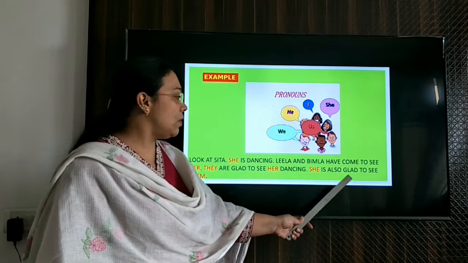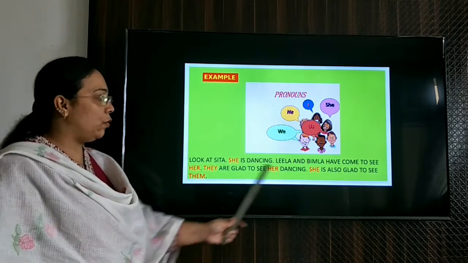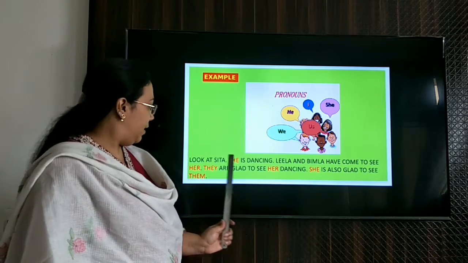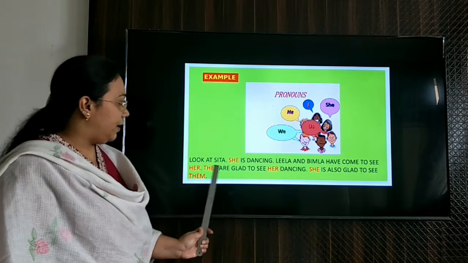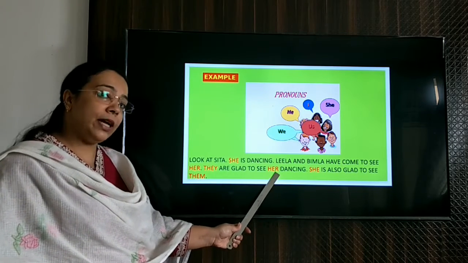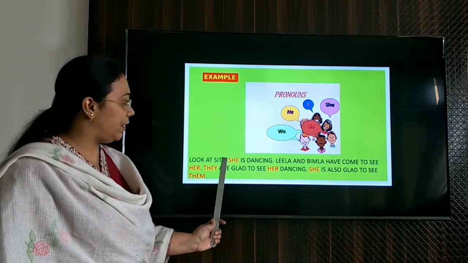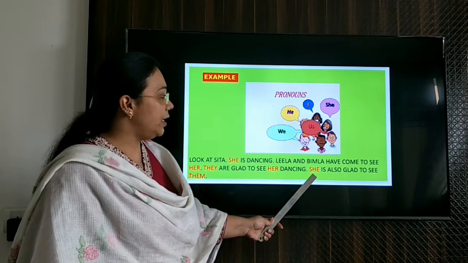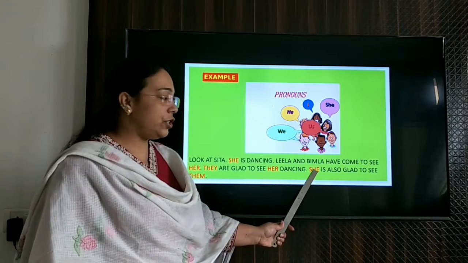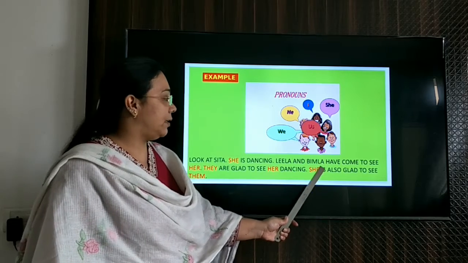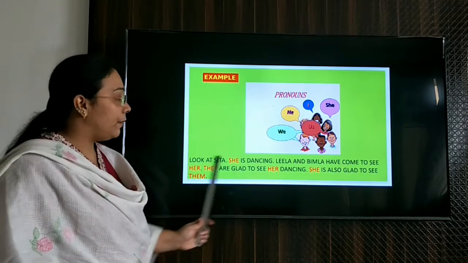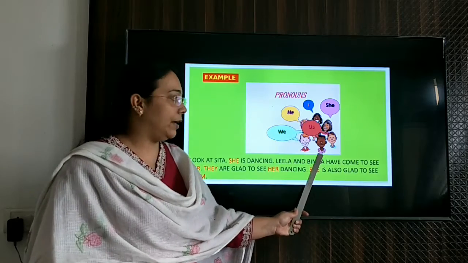So they are glad to see her dancing. She is also glad to see them. Who is she over here? Sita. Glad means happy. Leela and Bimla, they are glad to see her dancing. Whom dancing? Sita. Instead of Sita, we again used her. Then, she is also glad. Again, who is the she over here? Sita. Sita is also glad to see them. Them, Leela and Bimla.